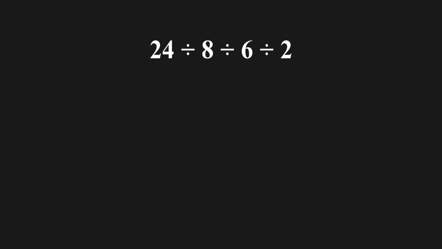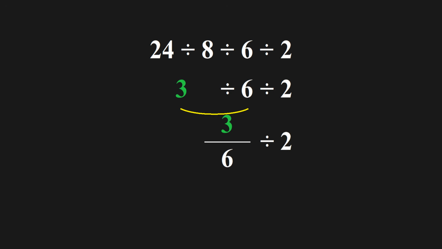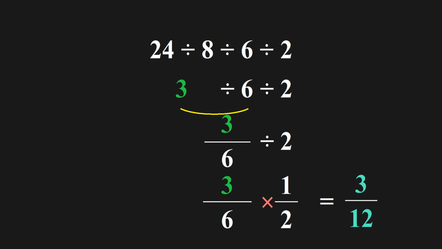So we have first this division, 24 divided by 8 equals 3. So we have 3 divided by 6 divided by 2, and we can write this part as 3 over 6 divided by 2. So we must keep the first fraction 3 over 6 and change division to multiplication times. Then flip the second fraction 1 over 2, which equals 3 over 12. And this is our final answer for this problem.